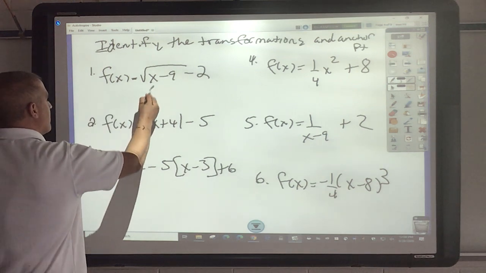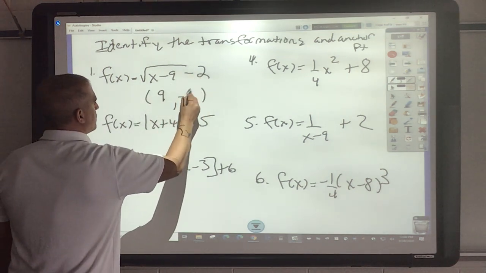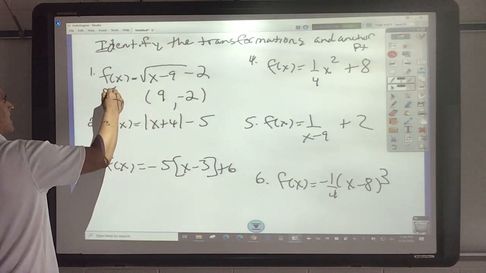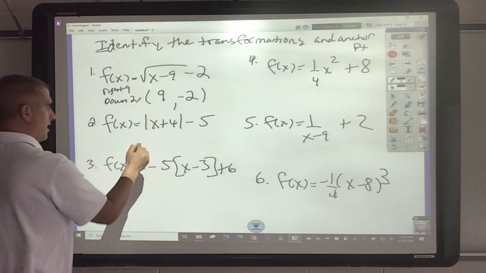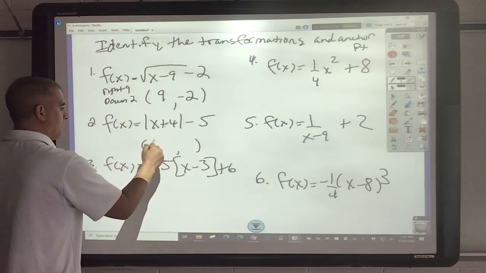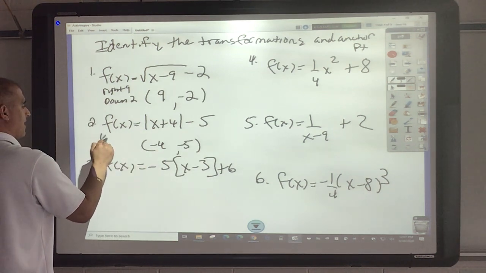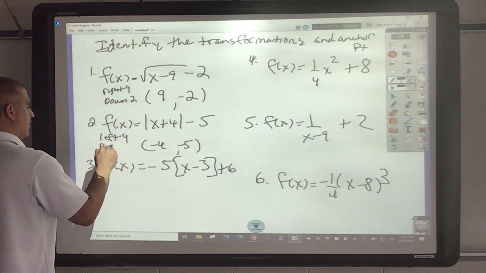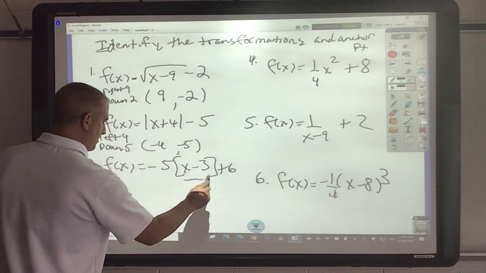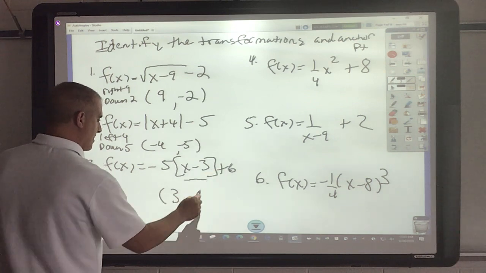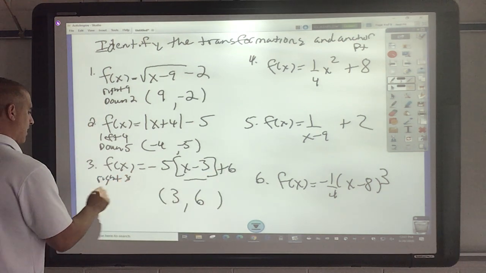So what would happen here is my anchor point opposite of negative 9 would be positive 9, and this would stay negative 2. So I am going right 9, down 2. Okay, pretty simple. All right, the opposite of positive 4 would be negative 4. That will stay negative 5. Okay, so that's going to be left 4, down 5. Okay, this one I got a bunch of stuff going on. So if I look at that, that would be 3. That's going to stay 6. Okay, so I'm going right 3, up 6.